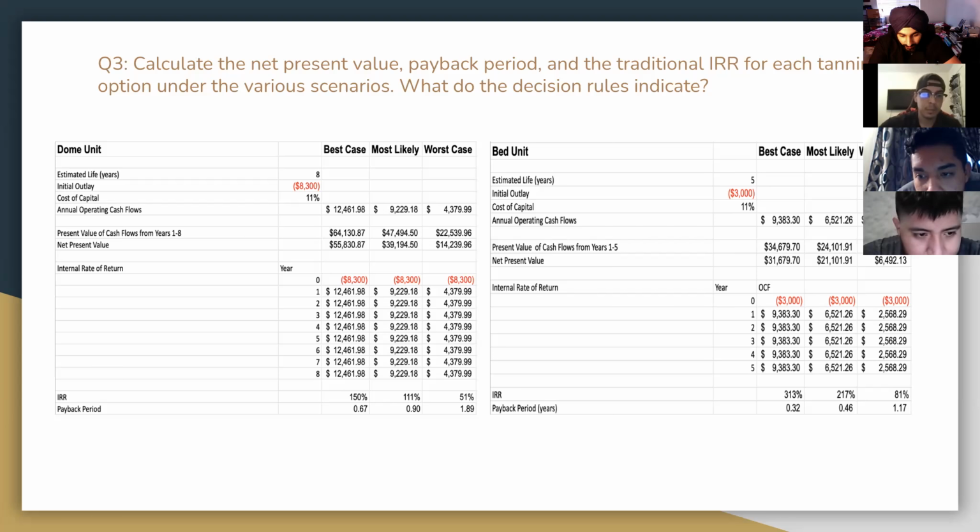As for the payback period, the best case is 0.67, the most likely case is 0.90, and the worst case is 1.89. And for the bed unit, the IRR for the best case is 313%, most likely case is 217%, and worst case is 81%. For the payback period, the best case is 0.32, most likely case is 0.46, and the worst case is 1.17.